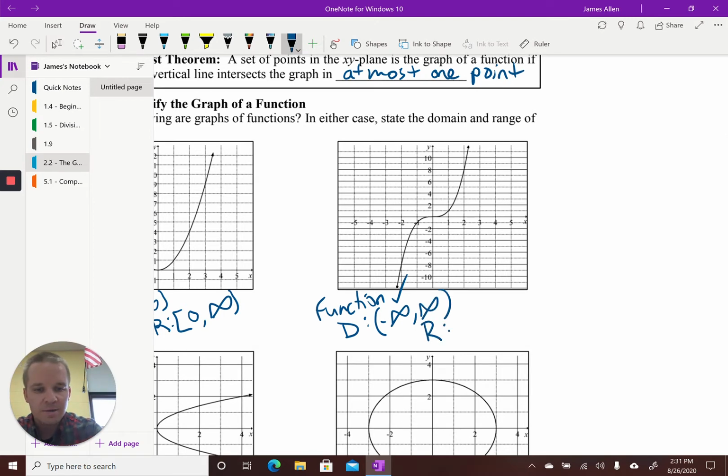And my range, well, it keeps going down, and it keeps going up. So that means my range is the same thing here. It's going to be negative infinity to positive infinity.